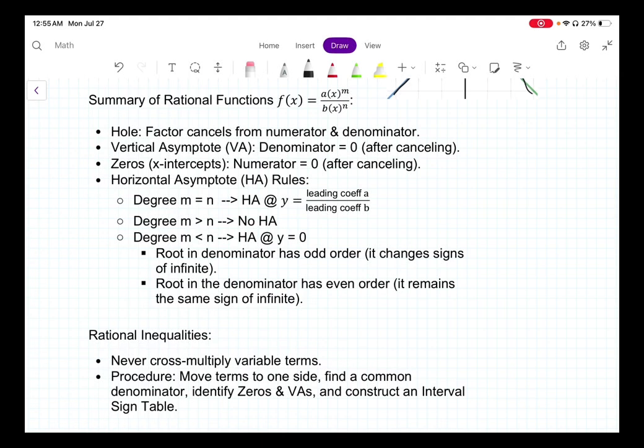When solving rational inequalities, you can never cross-multiply variables, because variables can be positive or negative, and cross-multiplying can incorrectly change your inequality sign. Instead, rearrange everything to one side so it compares to 0, find a common denominator, and test intervals using a sign table. Now, let's look at an example that combines all of this together.